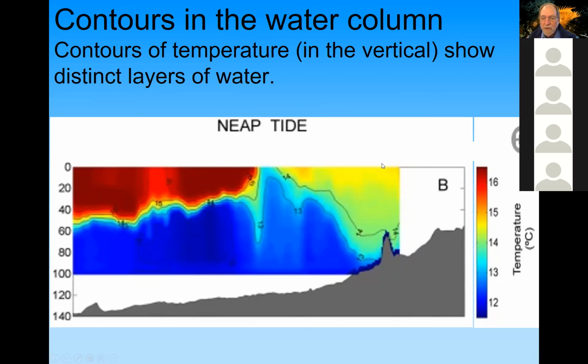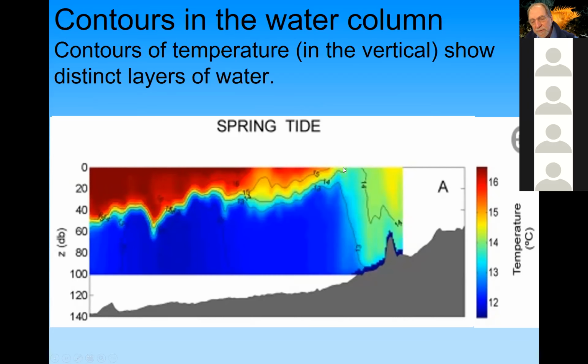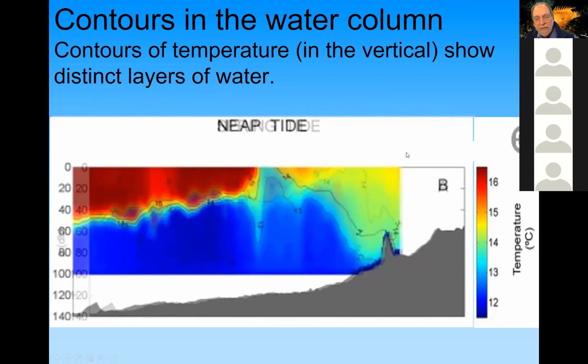Let me go backward a little bit. So here's the spring tide. The spring tide is bringing all this warm surface water. Most of the effect of the tide is expressed in the surface waters. So when spring tide is up, you're going to see these contours of temperature closer to land. And when it's down, these are going to be further away from land. All right? Same profile, same arrangement, two different tidal phases.